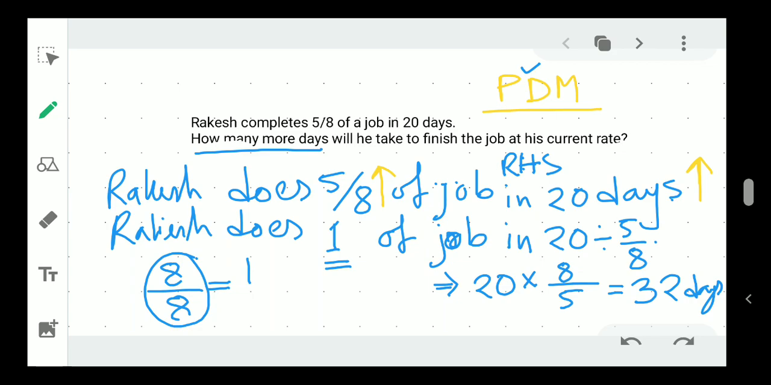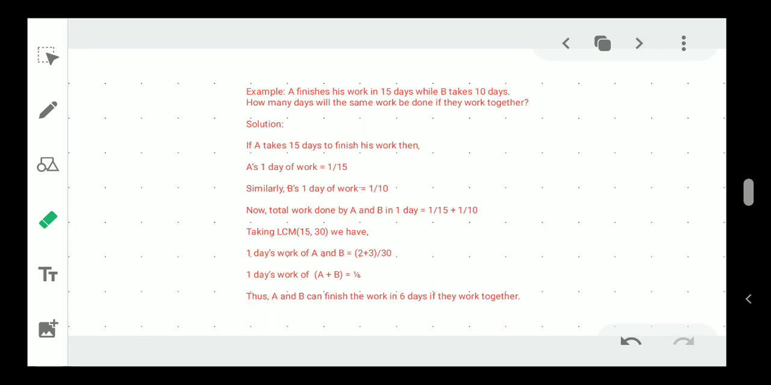Again I am telling you, whenever you see something like this, that someone completes this much work, say half the work in 10 days or something like that, that means the down portion is the total. And complete work generally means 1 of a work. Complete work means 1. Okay. Now this is one kind of math. Let us go into this one. You can see here a solution is already there, and I will explain the solution.